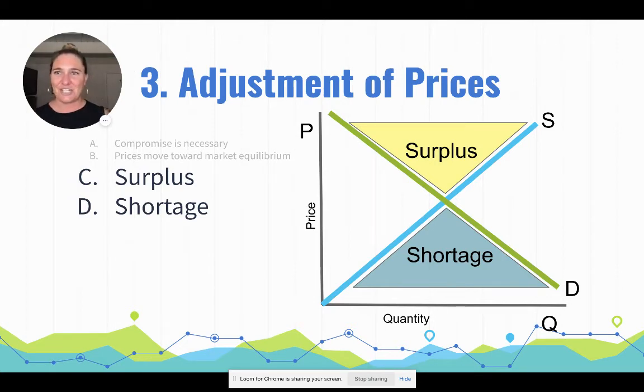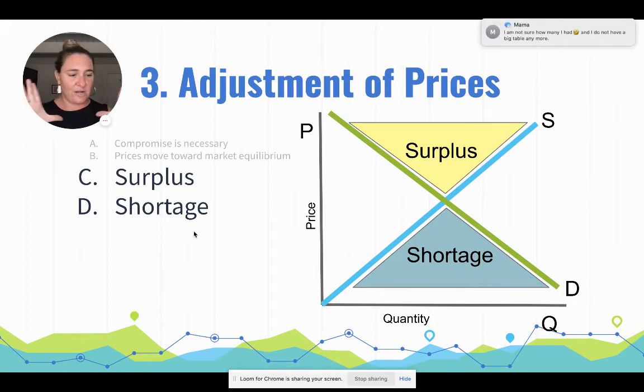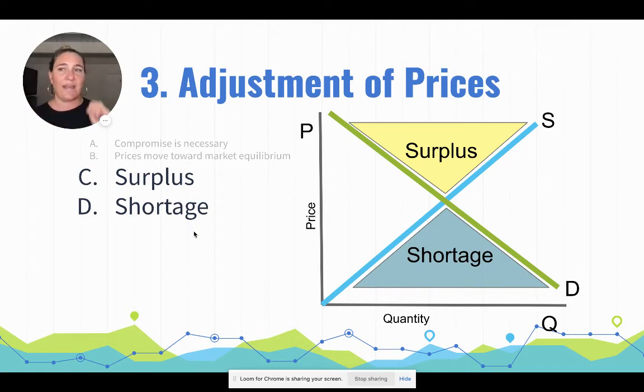Now, there's a couple of times where things don't really work out. And as prices adjust, we have two different things that we need to talk about. Number one is a surplus. A surplus is where there's extra, okay? We're talking about the quantity supplied being greater than the quantity demanded, right? The producers are producing more than the people actually want.